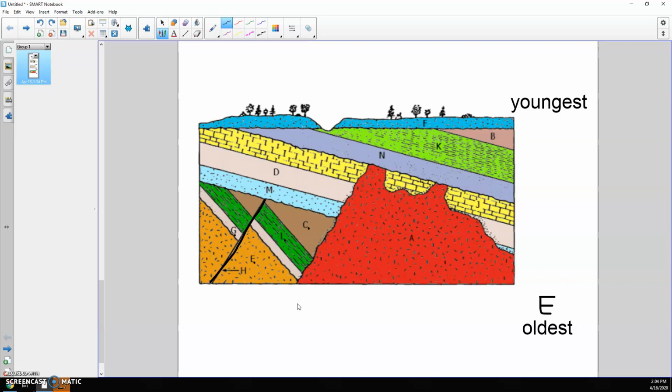So give this a shot. One more thing, also note this big intrusion A. Remember, if it's cutting across something, it is younger than it. So it cuts across E, cuts across the orange, cuts across the pink, which is G, cuts across the green, which is L, cuts across the C, cuts across M, cuts across D, cuts across J. So A's got to be younger than all of those things. All of those other things had to be there in order for A to intrude into it. So give this a shot.